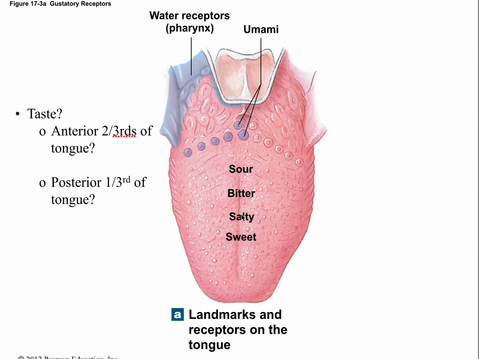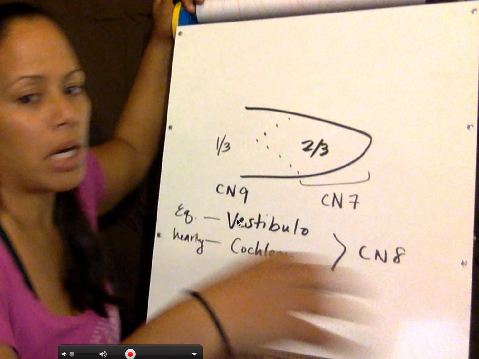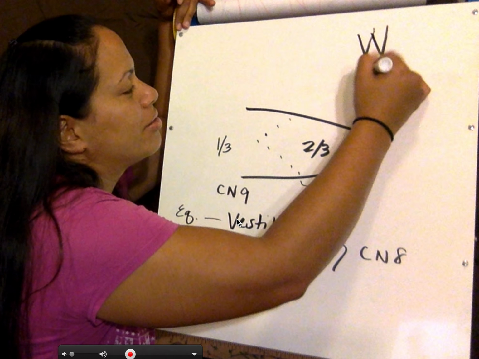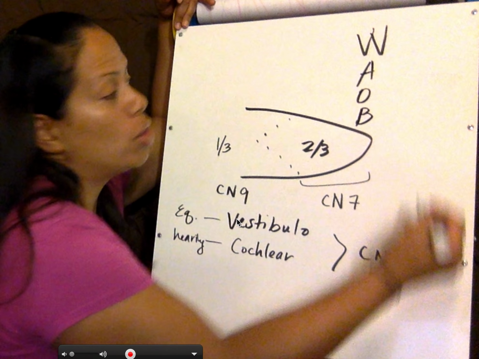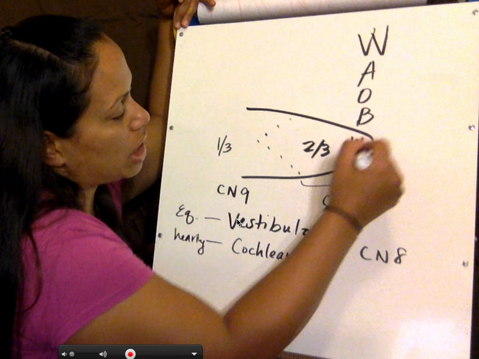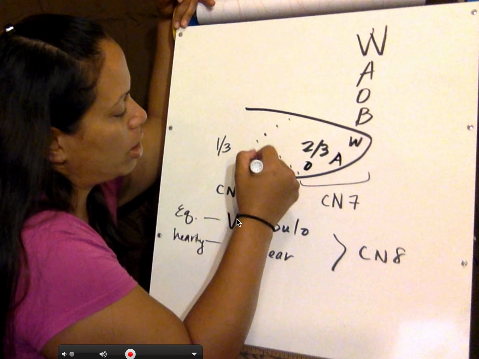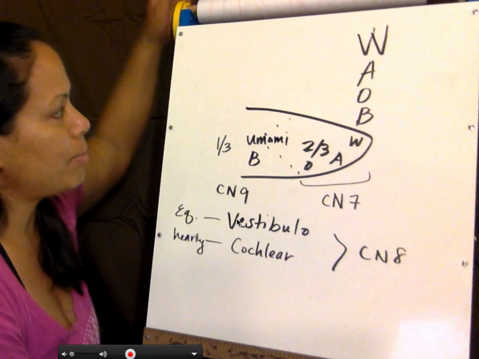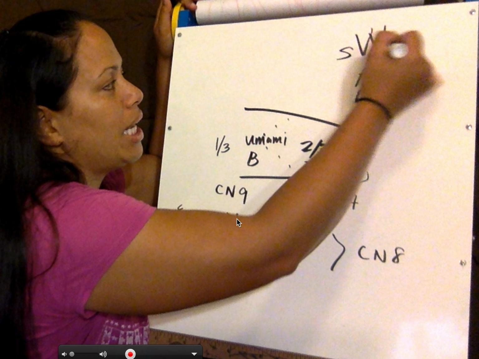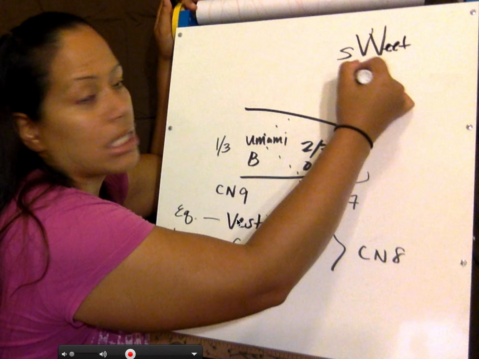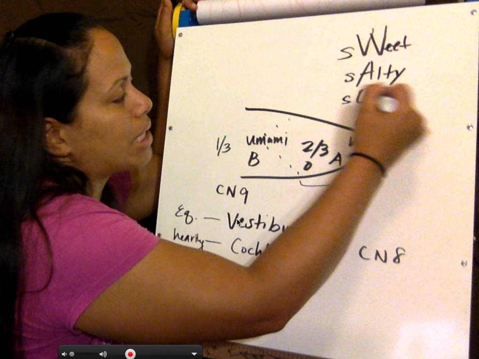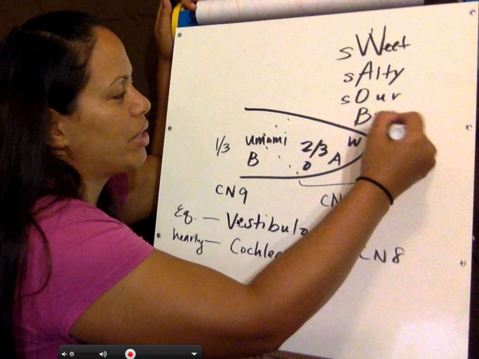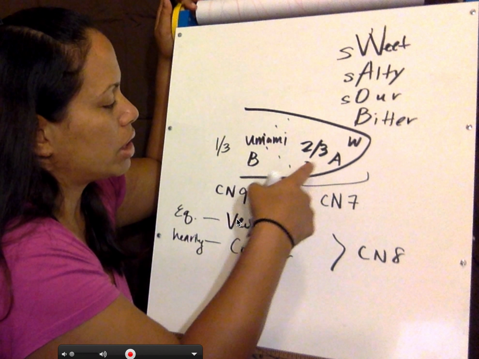So let's go over some of these flavors. And here's a mnemonic to help you remember them. WAOB, umami. So it's WAOB, umami. W-A-O-B and umami. And what does that mean? Well, W is sweet, and then A is salty, O is sour, and B is bitter. So sweet, salty, sour, bitter.